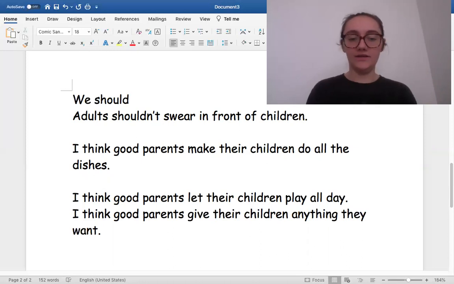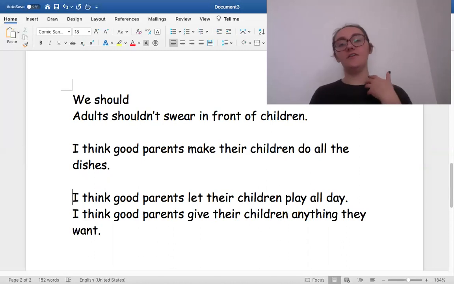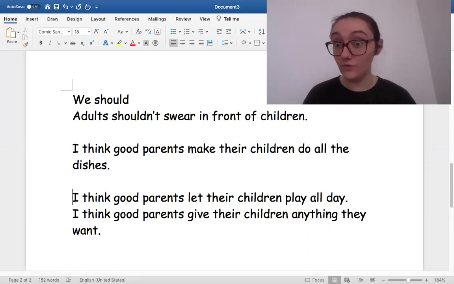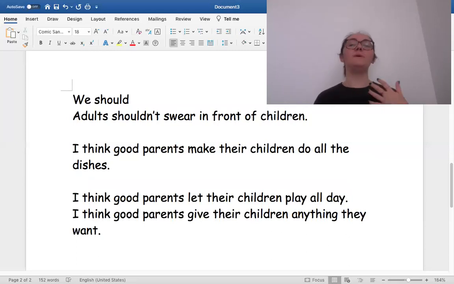I think good parents give their children anything they want. And some people are like, I think good parents make their children do all the dishes. I think a good parent has their kids do the grocery shopping. Everybody has a different opinion. So just try practicing how to write what you think, right?